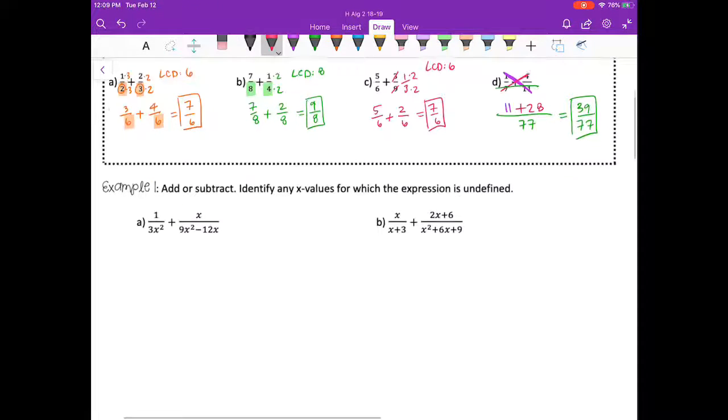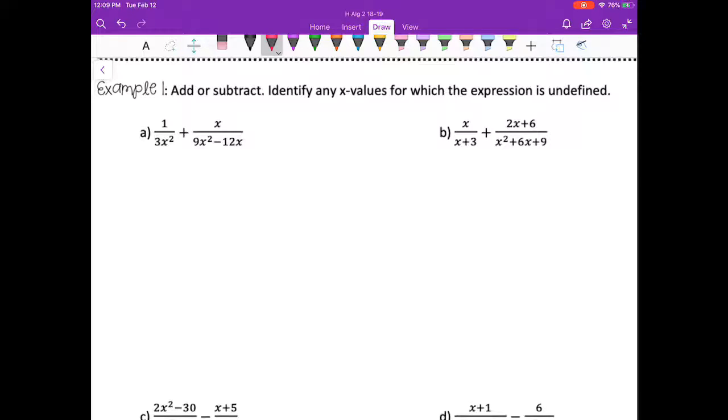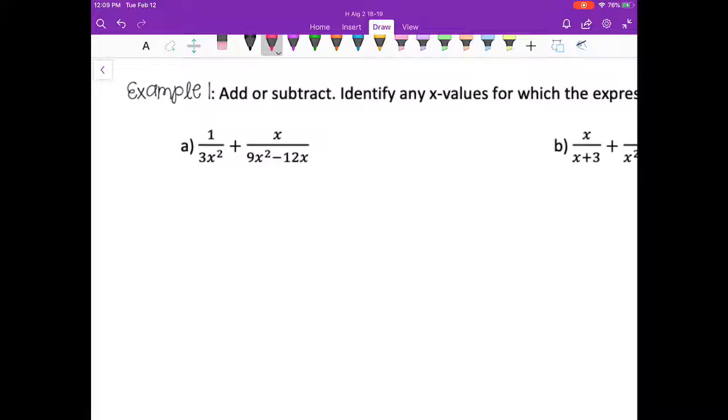Okay, so as we move forward and add or subtract our fractions and identify any x values for which our expression is undefined, well, just like yesterday when we were multiplying or dividing, the first thing we are going to want to do is factor our expression. So 1 over 3x squared cannot be factored or simplified in any way, but our second fraction, we've got 9x squared minus 12x in our denominator.